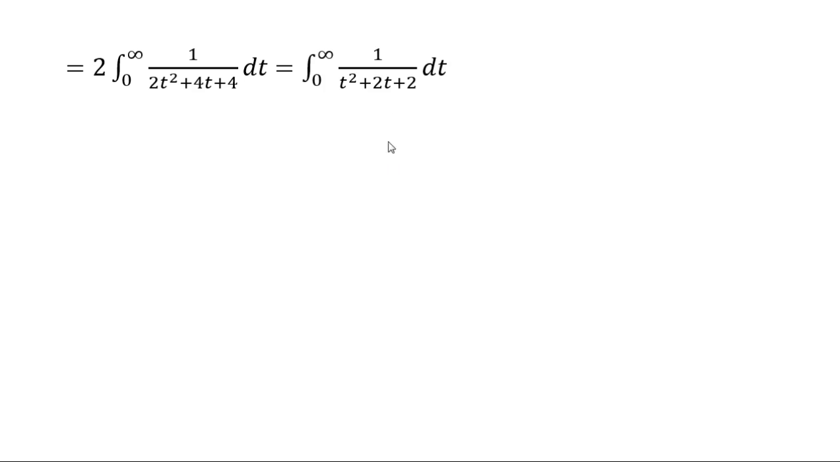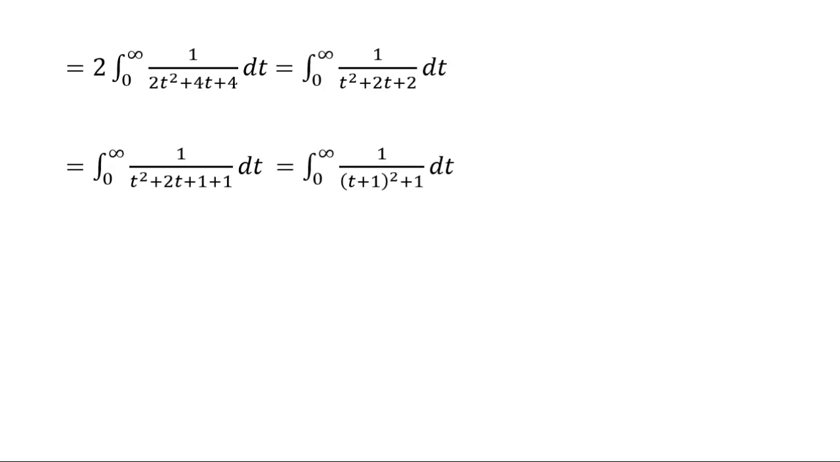We want to make it complete quadratic, and for that we want suitable constant, and suitable constant here is 1. So we have to just split this 2 as 1 plus 1. So this t square plus 2t plus 1, it is t plus 1 square. So our integral will change into 1 upon t plus 1 square plus 1 square. It is of the type 1 upon x square plus a square.